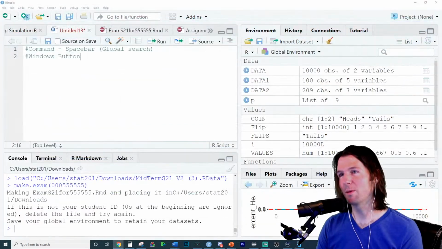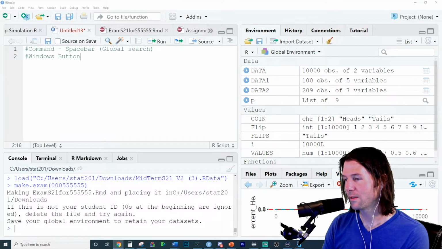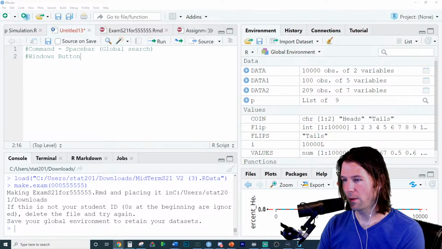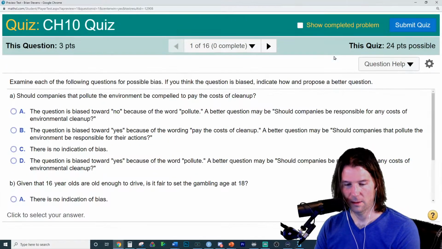Oh, that's probability. We're not doing probability today. We are doing this one. Let's do some chapter 10.